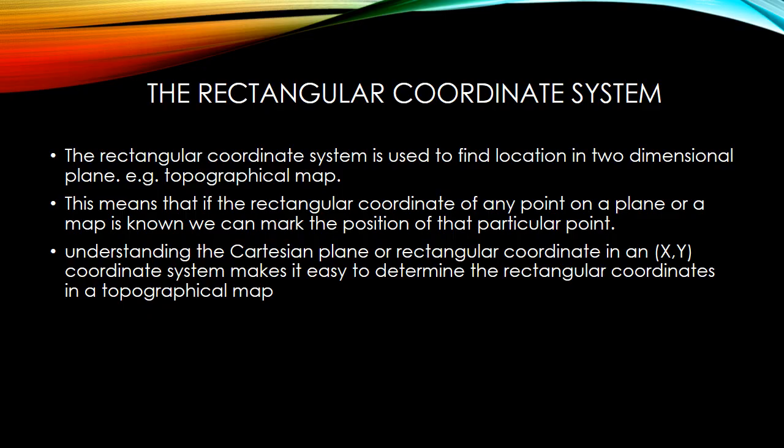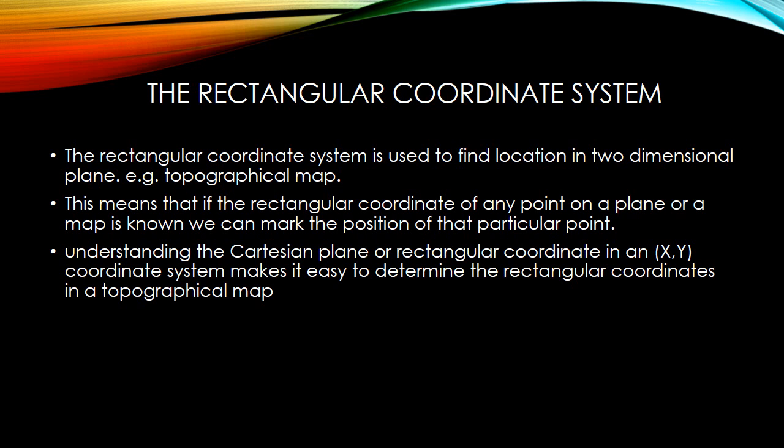The rectangular coordinate system. The rectangular coordinate system is used to find locations in a two-dimensional plane. An example is the topographical map. A two-dimensional plane is one that just has length and width. This means that if the rectangular coordinate of any point on a plane or a map is known, we can mark the position of that particular point.